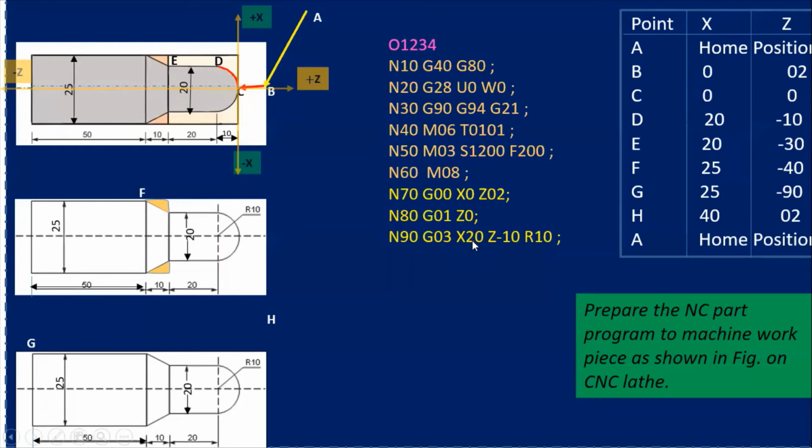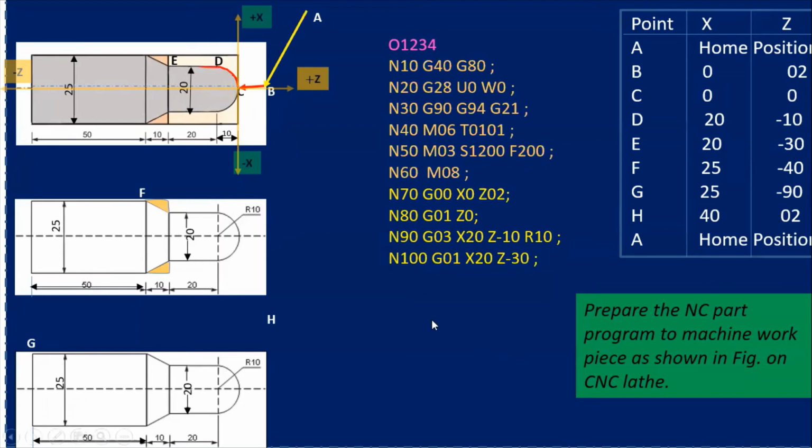And how much are the coordinates for that? For the D coordinate, you can see X20, Z minus 10. See, I have written the same thing. R10. So how much is the radius here? You can see the radius for this curve is given as R10. So that's why I wrote R10. Then only will we generate the curved path there.